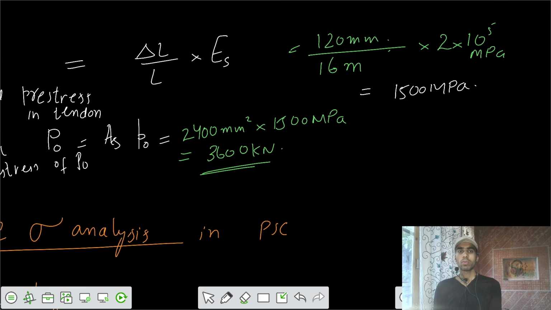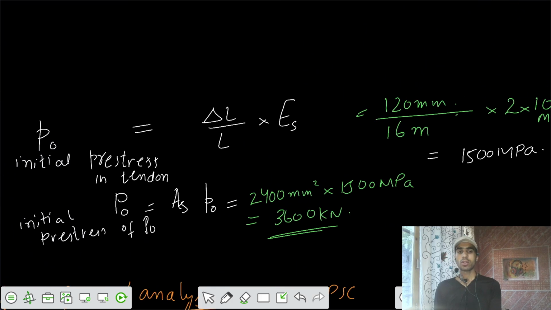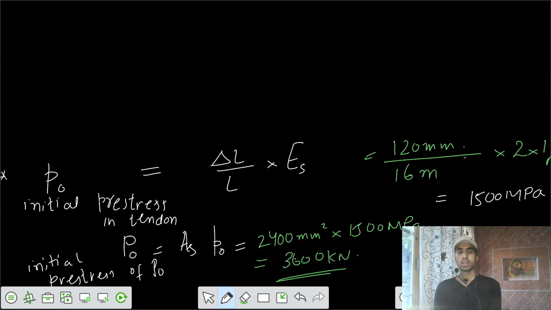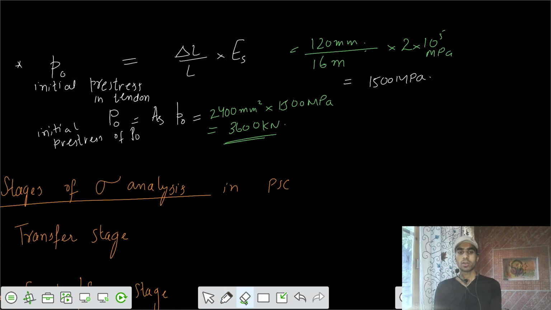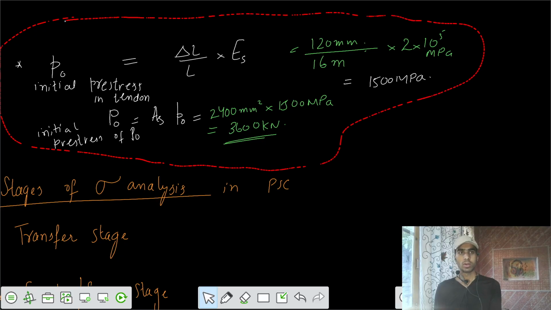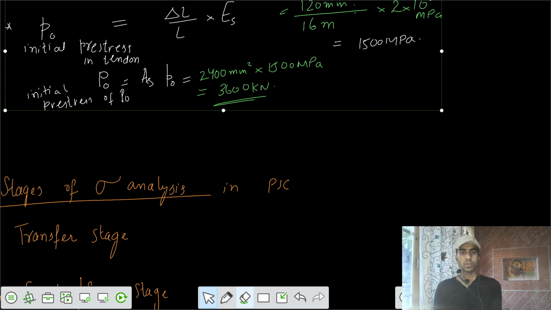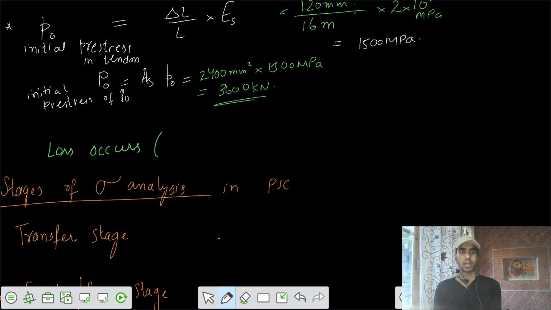But one thing is there: there are losses. When there are losses, something is going to change, and we are going to see what happens now. Losses occur in elongation.